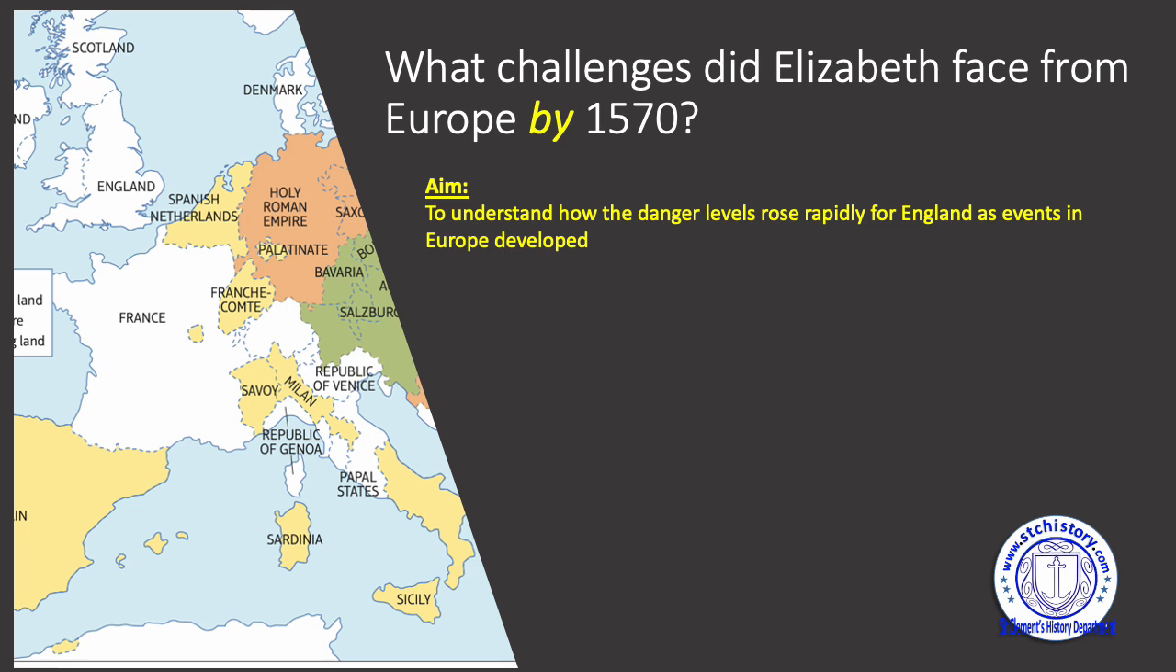Today we are going to be looking at what challenges Elizabeth is facing from Europe by 1570. So she's been in power for just over 10 years. This is an interesting topic, but also quite important, but a little bit tricky too, in the sense that we're going to start now thinking about how relations with Spain are going to worsen. Again, quite similar to the Cold War course.